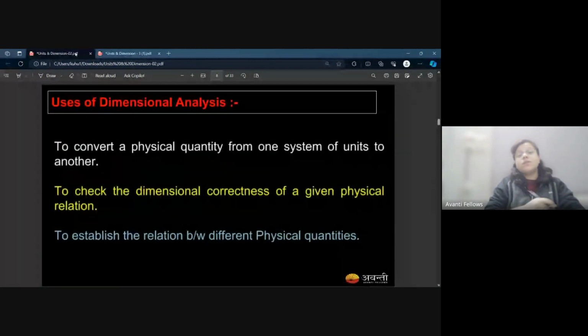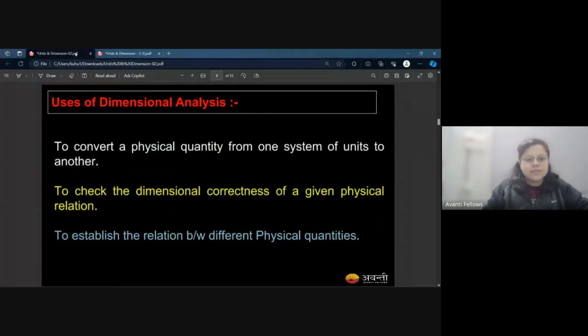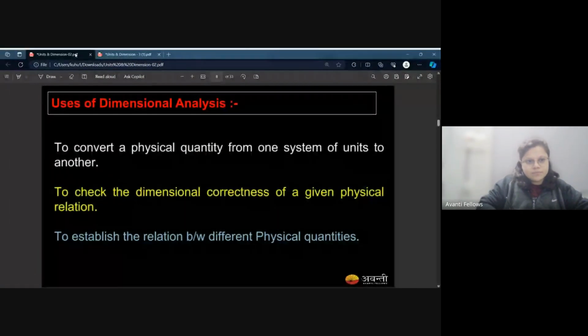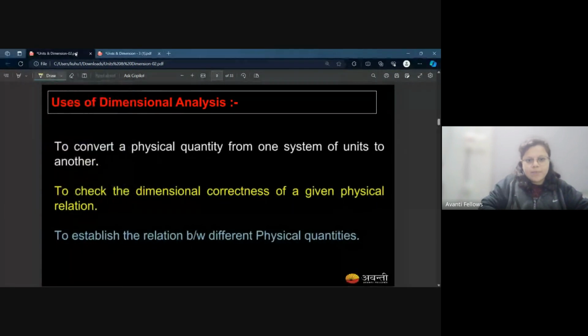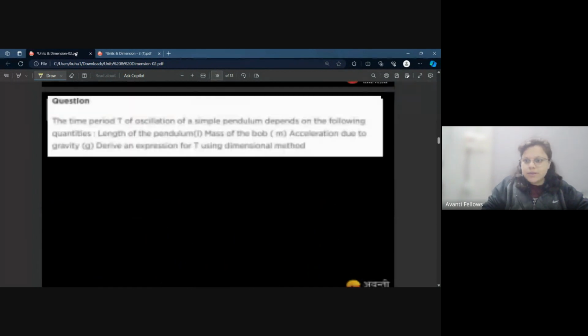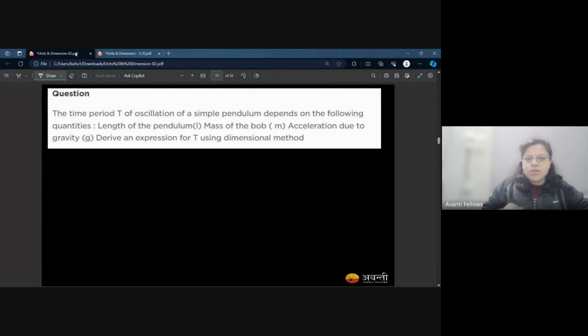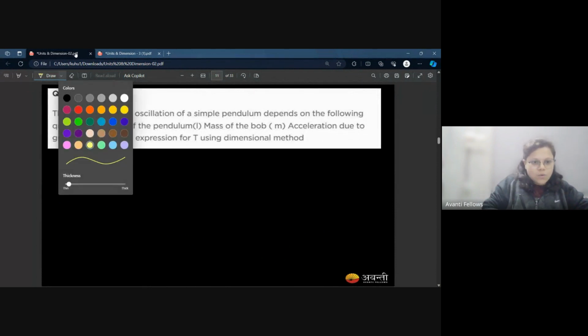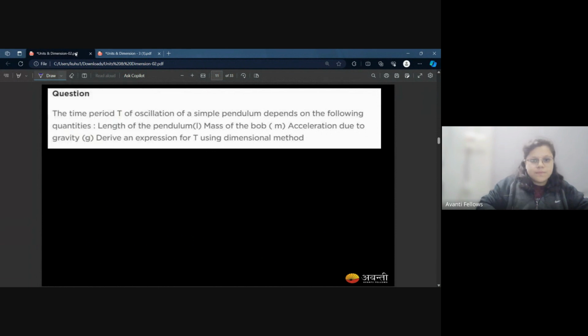These are the uses of dimensional analysis which I taught you in the last class. First, a physical quantity can be converted from one system to another system. The second, you can check the dimensional correctness of a given relation. And the third, you can establish the relation between different physical quantities. Although it's a homework question for you, if you remember, I gave you this question. Harshada, yes.